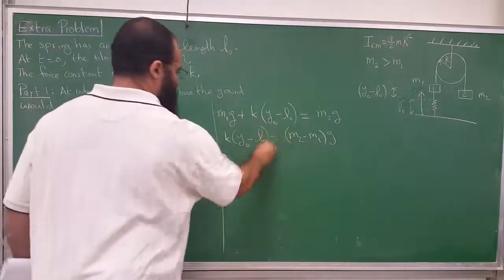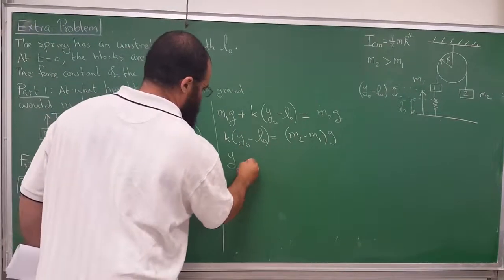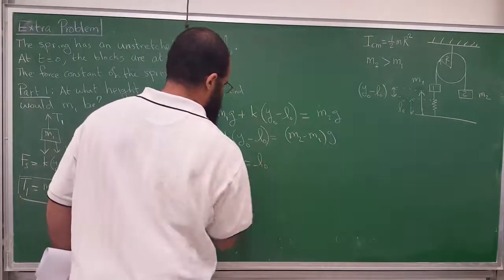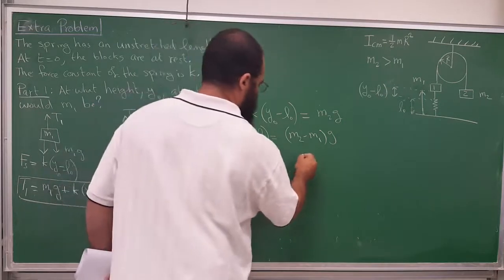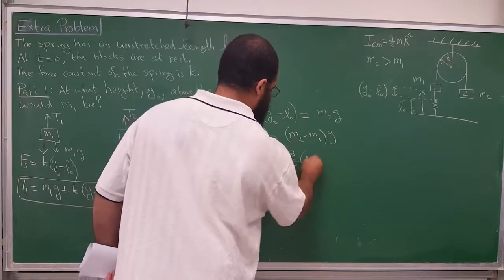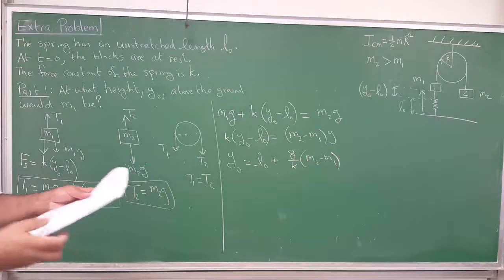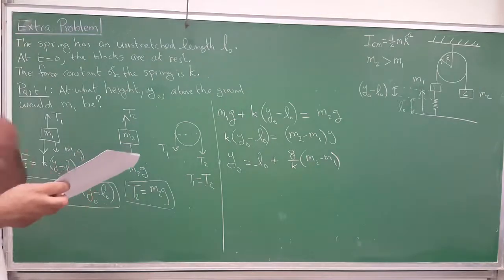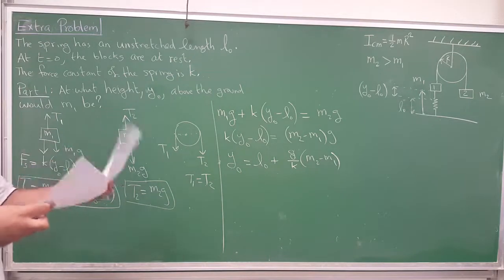Divide both sides by K, and move the L0 to the other side. So you get Y0 equals L0 plus G over K, and then M2 minus M1. And I hope that corresponds to what I have here in the solution. So I have M2 minus M1. Yeah, that looks good. All right.